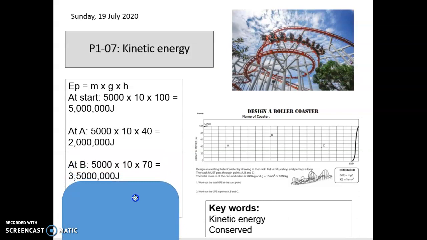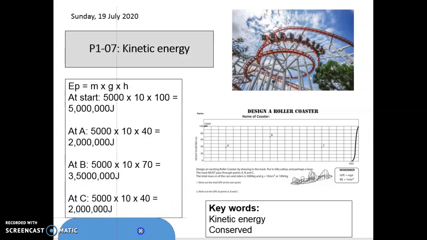And at point B, slightly more, but less than the start, because it was only 70 meters at B. Okay, and we're taking that off of the axis over here. Okay, and at C, you should have spotted that it's the same height as A, so therefore gravitational potential energy will be exactly the same as it was at A.